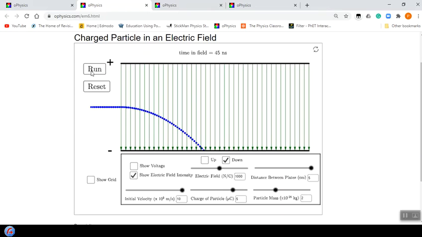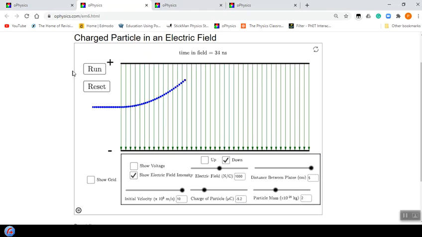So there's a few things that we can look at. We can look at the charge of the particle. If we decrease the charge of the particle, we can take it closer to 0. Let's make it 1. Then we'll see it will deflect less because it has less of an effect. And then we can also make the particle's charge the opposite direction. So now it's a negative charge, so it's going to deflect upwards.